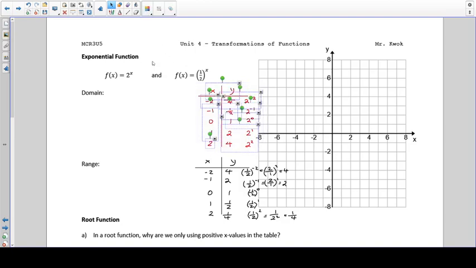Okay, let's graph this. Okay, so 0, 1, right over here, 1 to the power of 2, like that. 2 to the power of 2 is 4, and this one is right over here, negative 1, negative 2, like that.